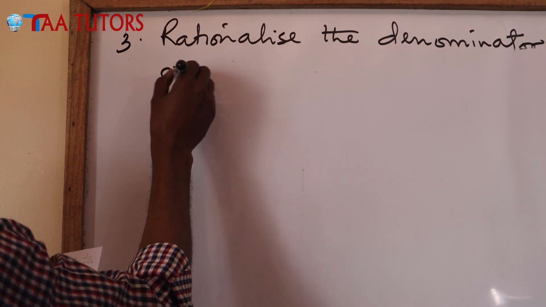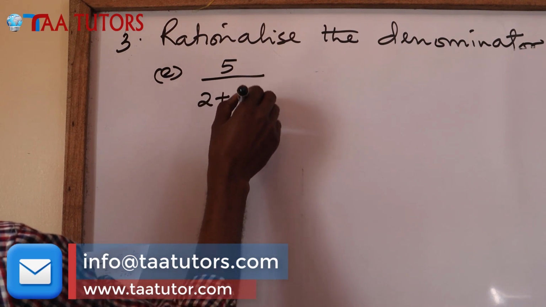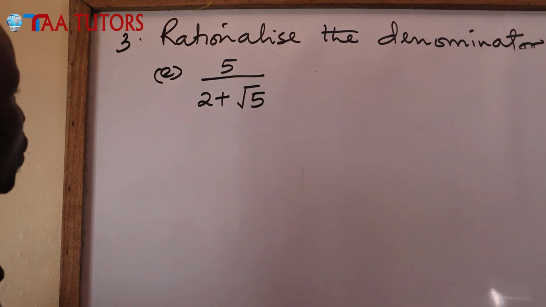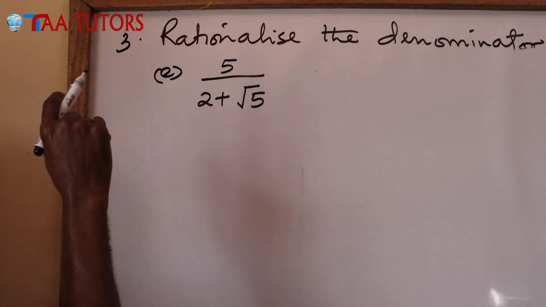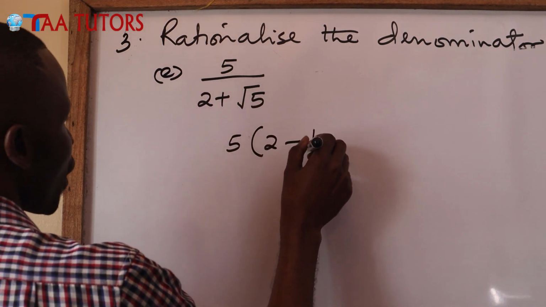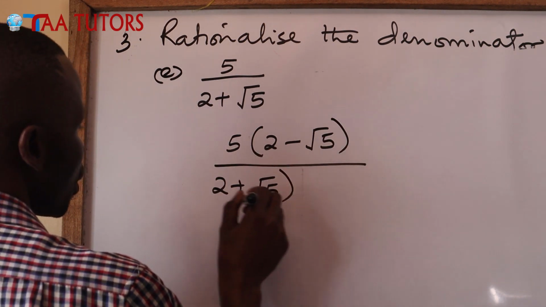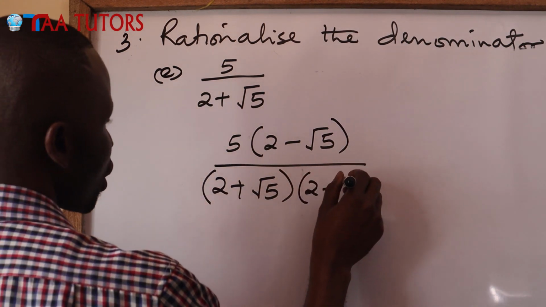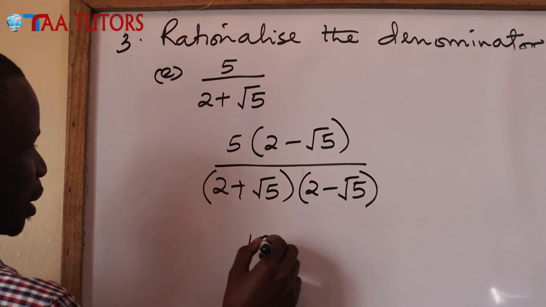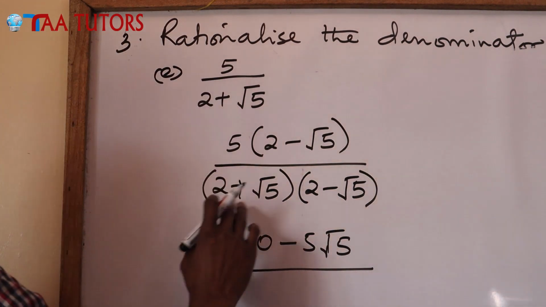Let's do another one here. E, 5 over 2 plus surd 5. So if you have to get the rational denominator here, first we need to ensure we get the conjugate. The right conjugate here will be 5 into 2 minus surd 5 over 2 plus surd 5 times the conjugate, which is 2 minus surd 5. So if you open this, 2 times 5 is 10 minus 5 surd 5. Very simple.